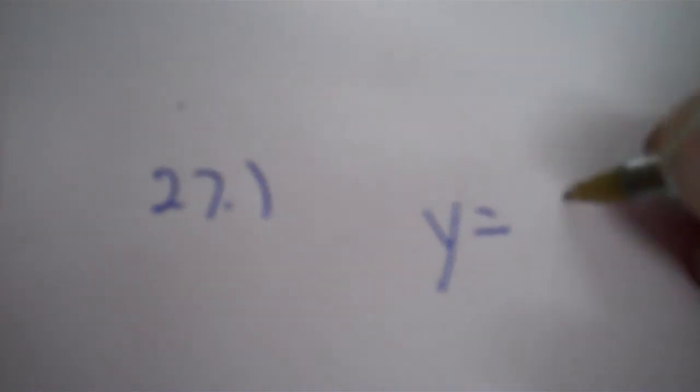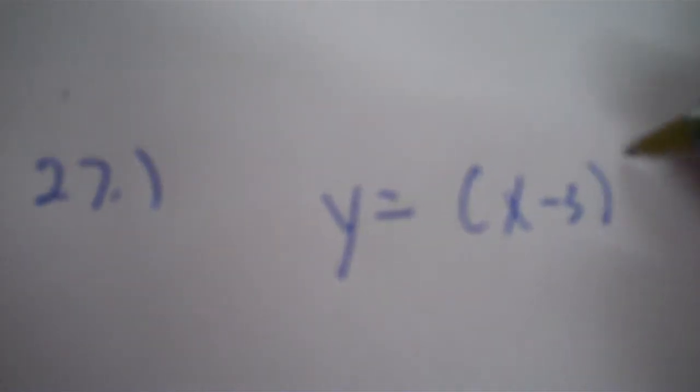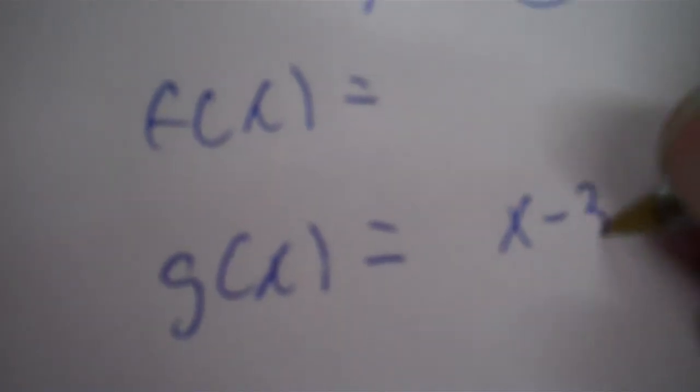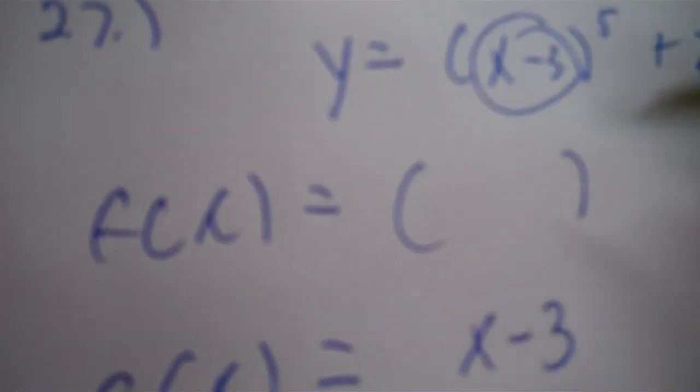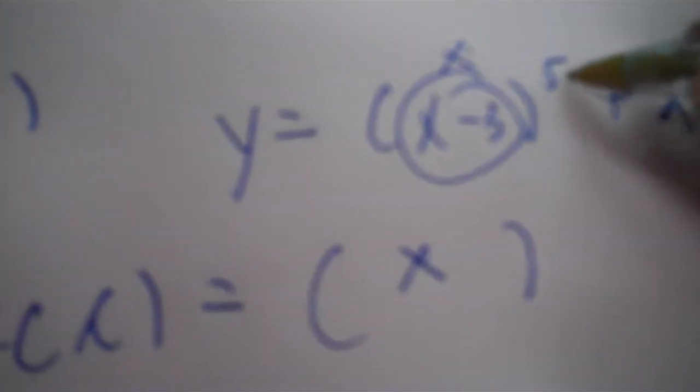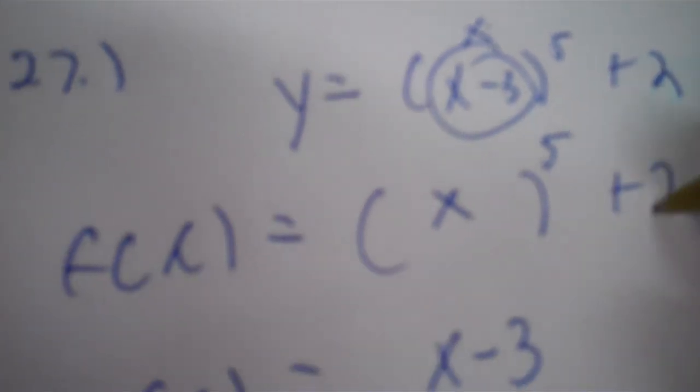27, y equals the quantity x minus 3 to the 5th power plus 2. F of x, g of x. So the inside expression is x minus 3. Now, instead of that, you're just going to put a plain old x to the 5th power plus 2.